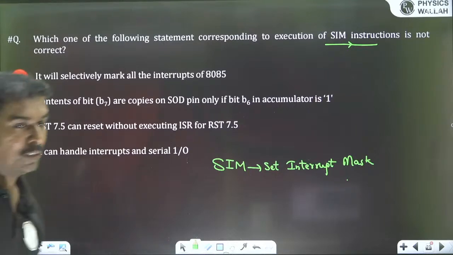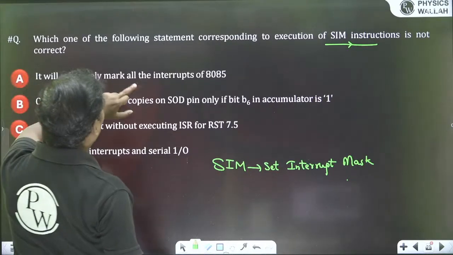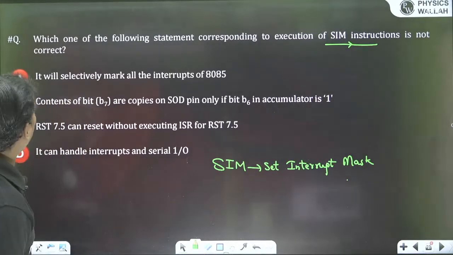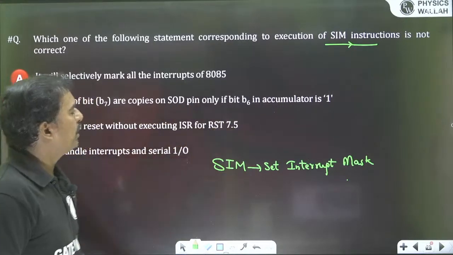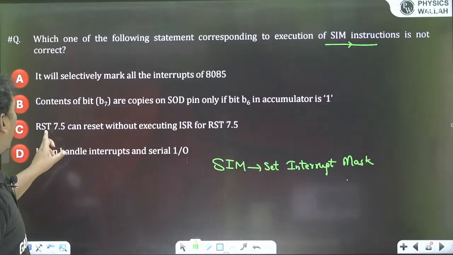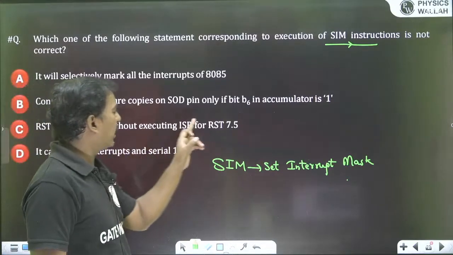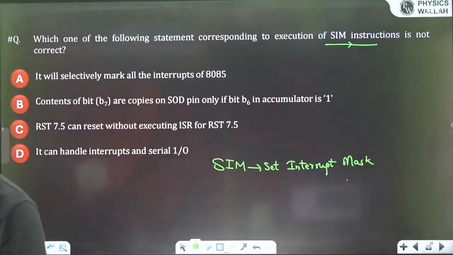Yes. It will selectively mask all interrupts of the 8085. Contents of B7 are copied to the SOD pin only if bit B6 in the accumulator is 1. RST 7.5 can reset without executing the ISR for RST 7.5. So what can be the right answer for this?